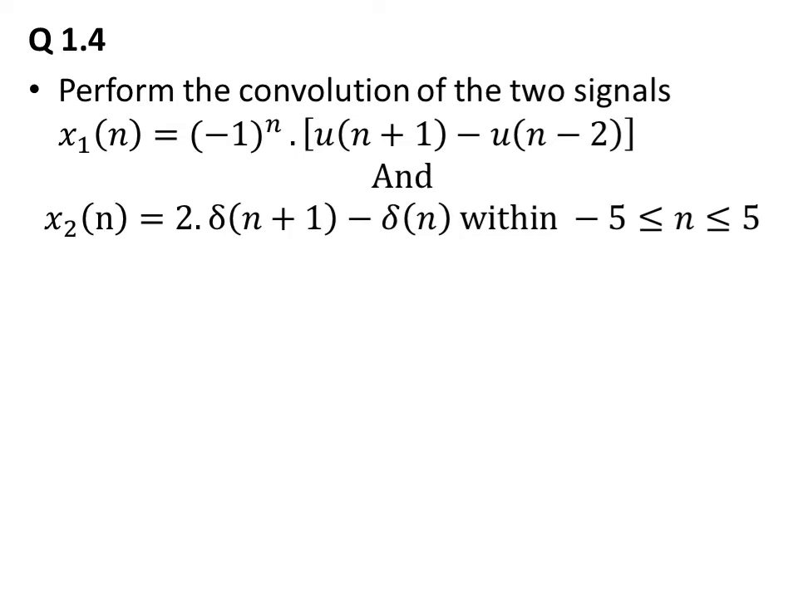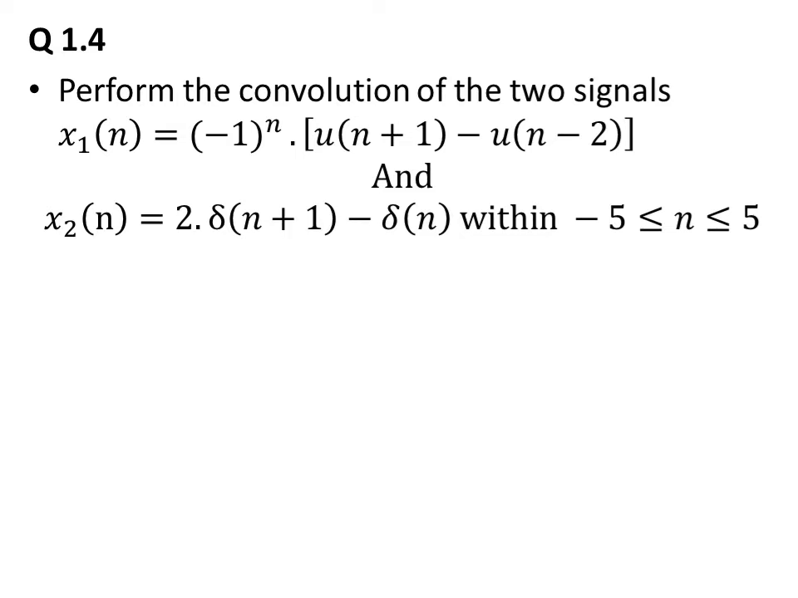Next one is again the same thing, but it is defined differently. Two signals, right? x1[n] is (-1)^n multiplied by u[n+1] minus u[n-2], right? So this is the unit step function, shifted versions of the unit step function.